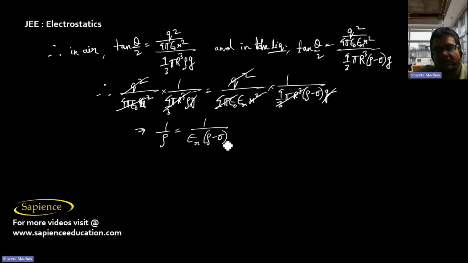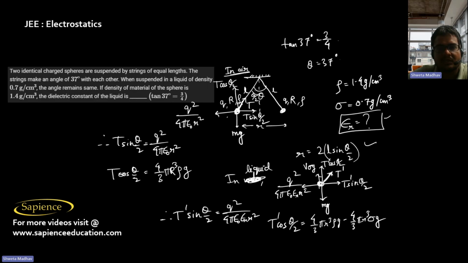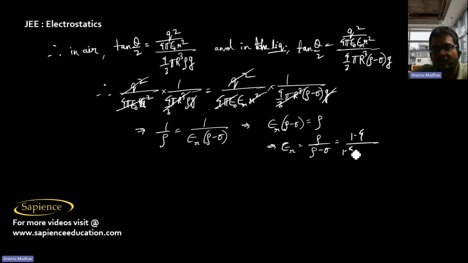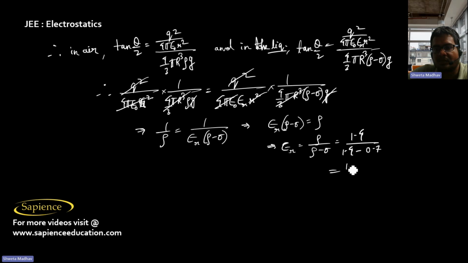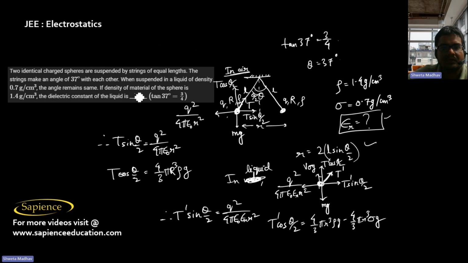So therefore epsilon r into rho minus sigma will be equal to rho. So therefore epsilon r will be equal to rho by rho minus sigma. Now rho is the density of the material of the sphere, that is 1.4 gram per centimeter cube. So 1.4 minus sigma, which is the density of the liquid, 0.7, gives 0.7. So this is 1.4 by 0.7. So epsilon r is equal to 2. So therefore the value of the dielectric constant of the liquid is 2. So 2 is the answer.